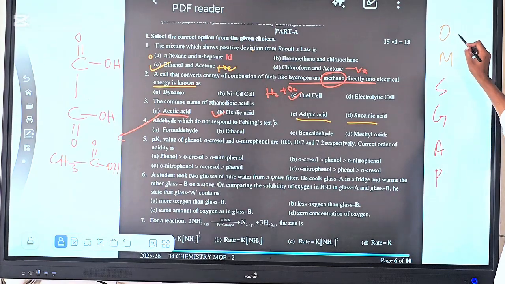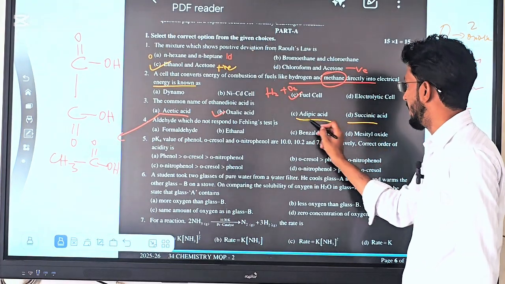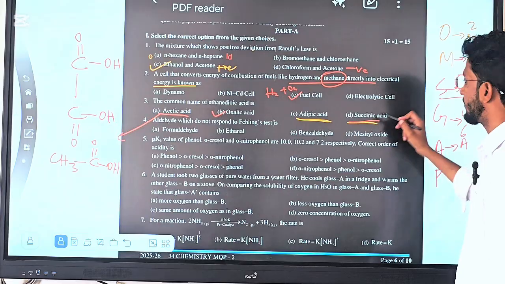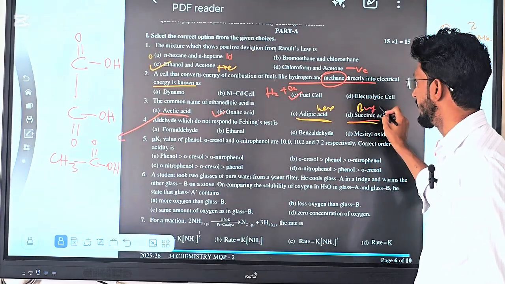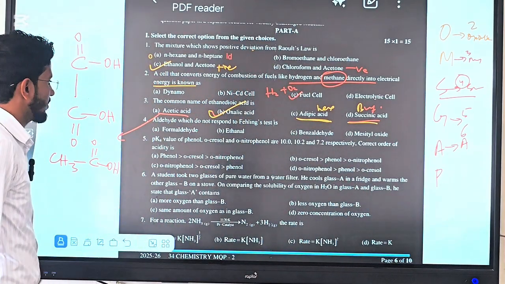Now, "oxal" means two carbon, that is oxalic acid. Two carbon oxalic acid, three carbon malonic acid, four carbon succinic acid, glutaric acid, adipic acid. Adipic acid means 4, 5, 6 carbon. So, this is hexane dioic acid, and succinic acid is butane dioic acid. This is hexane dioic acid, and this is butane dioic acid. Now, ethane dioic acid is oxalic acid. Answer will be B.